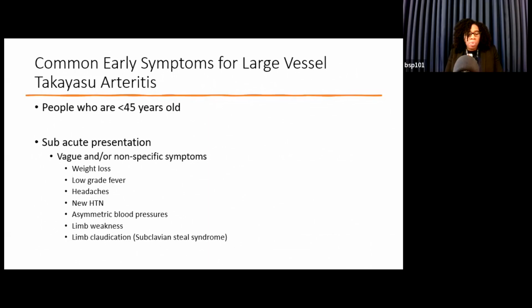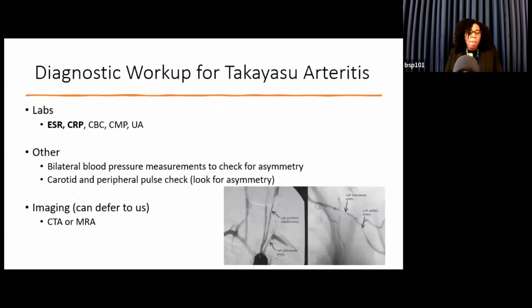So how do we diagnose it? We think about labs in terms of ESR and CRP. However, in this disease, it may or may not be positive. And so it's not our end-all-be-all decision, but we still like to check that to make sure.